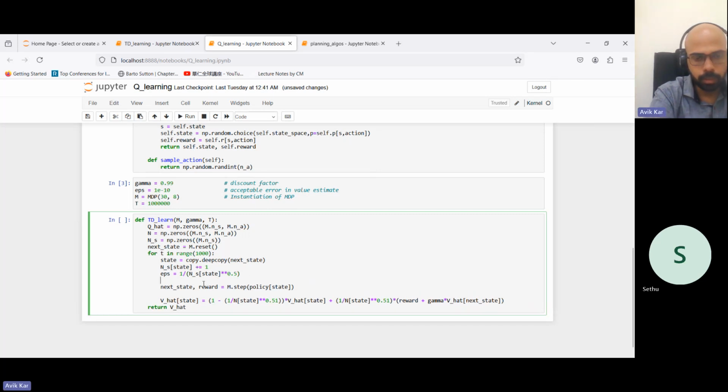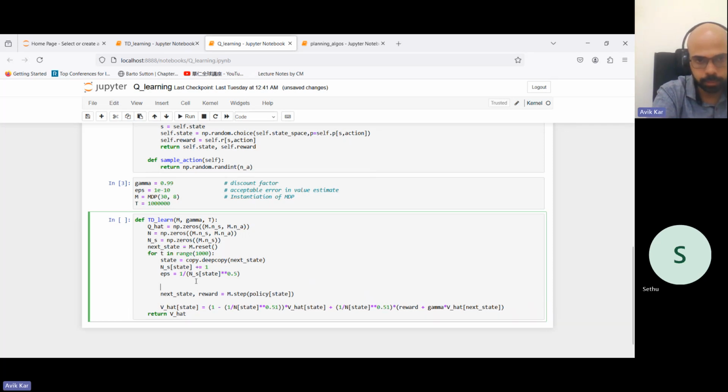Now we have to take action, which will be either greedy or exploratory. So how will we take that? We have to generate a Bernoulli random variable. And how do we generate a Bernoulli random variable with probability 1 minus epsilon or epsilon? So let's generate a Bernoulli random variable with probability epsilon.